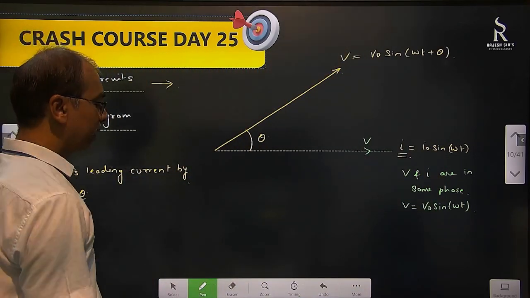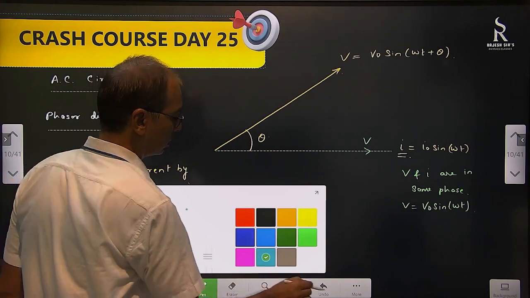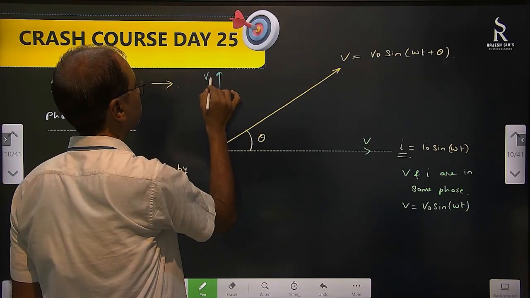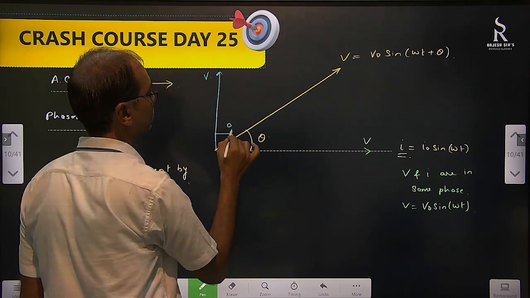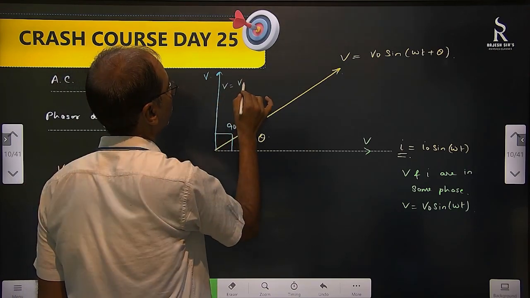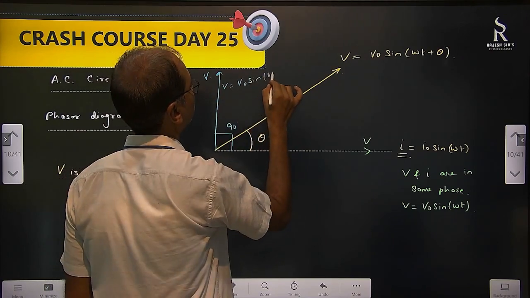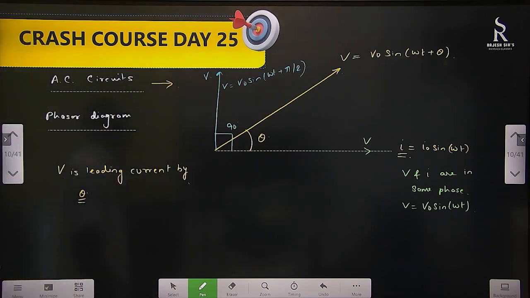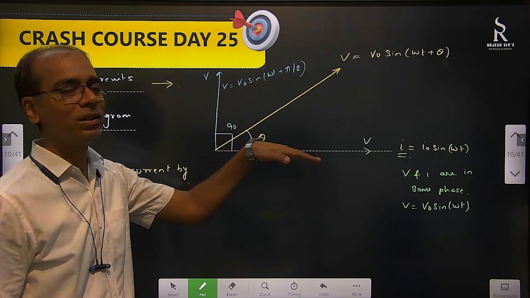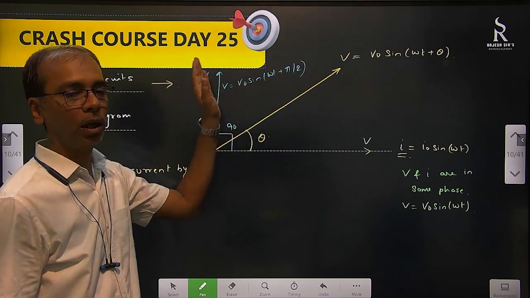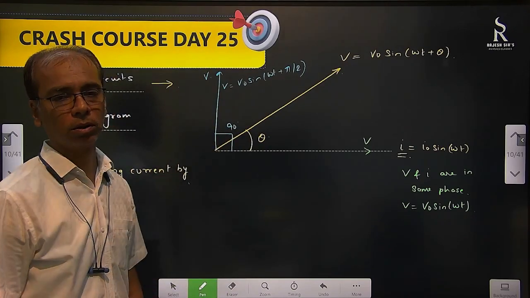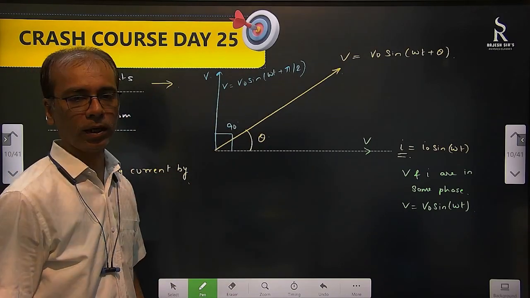If there is a 90-degree phase difference, then also no problem. We'll make it like this. This is 90 degrees. In this case, we'll write V equal to V naught sine omega t plus pi by 2. So this is basically a phasor diagram which shows you what is the angle between current and the potential drop across any element or across the circuit itself.